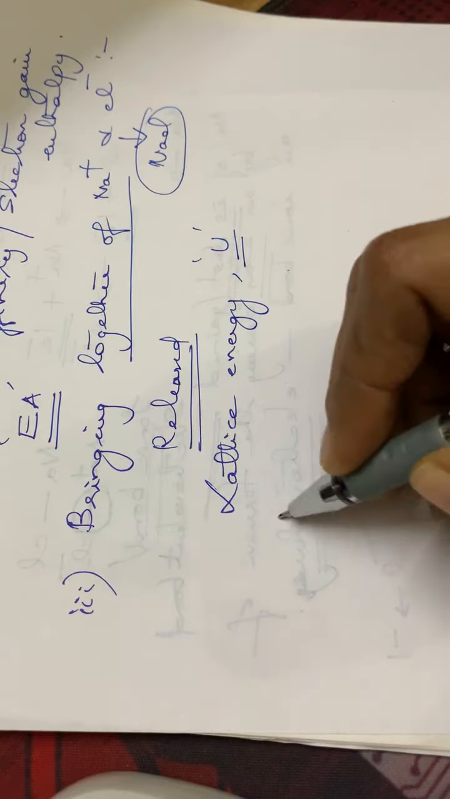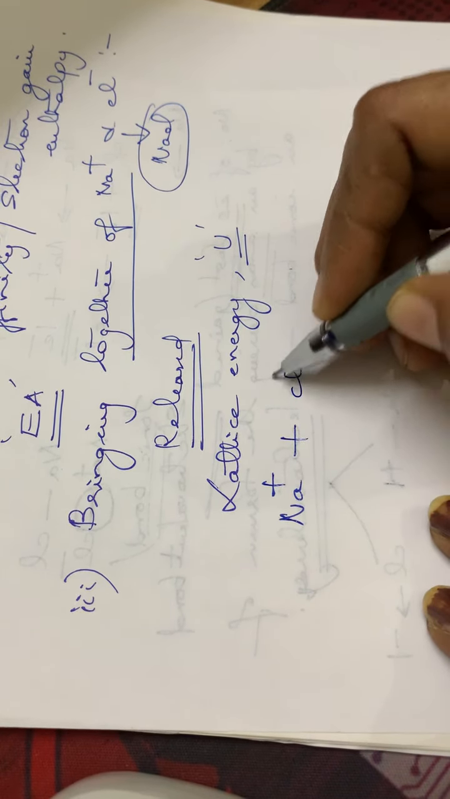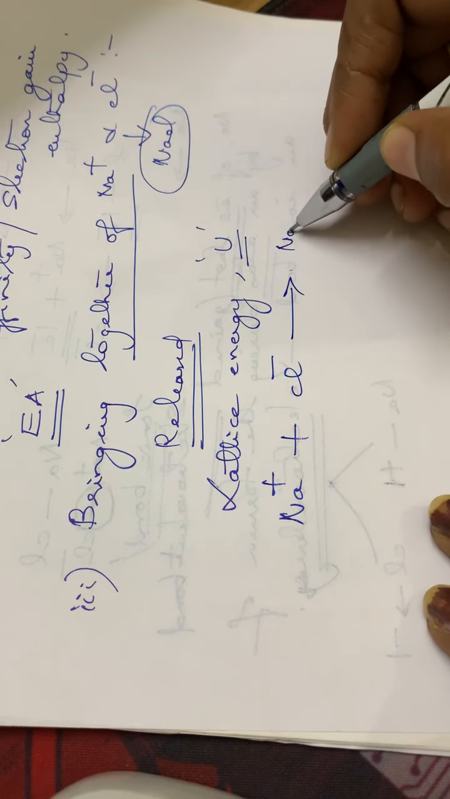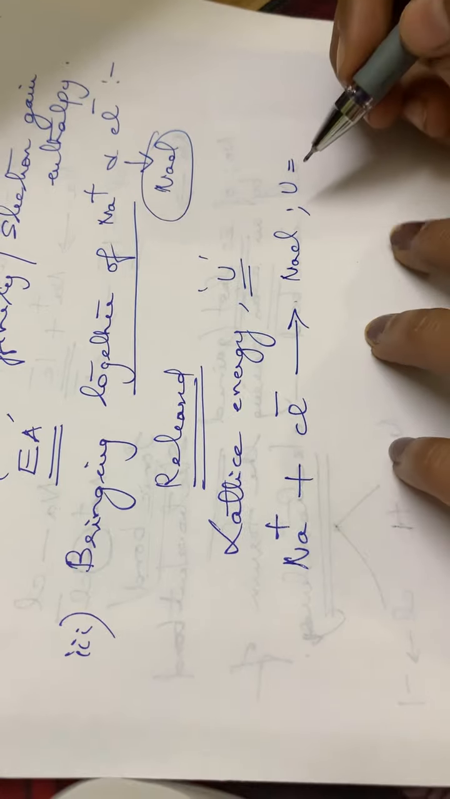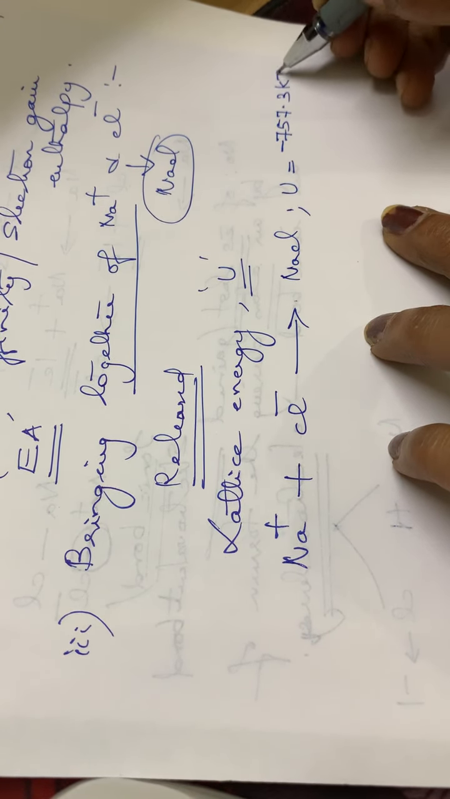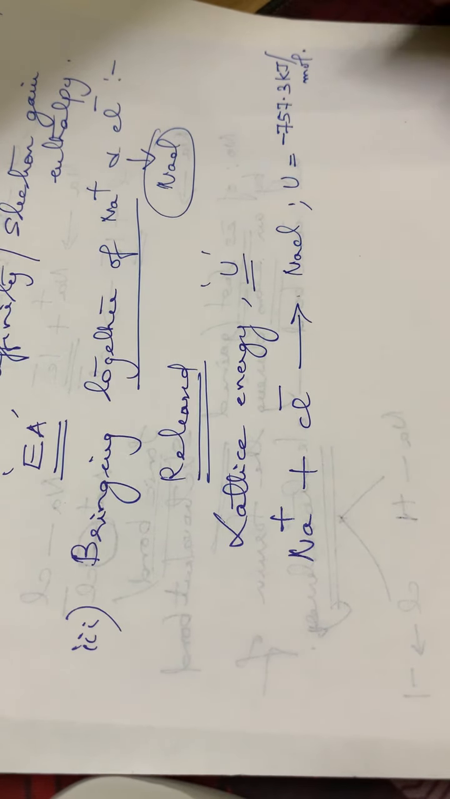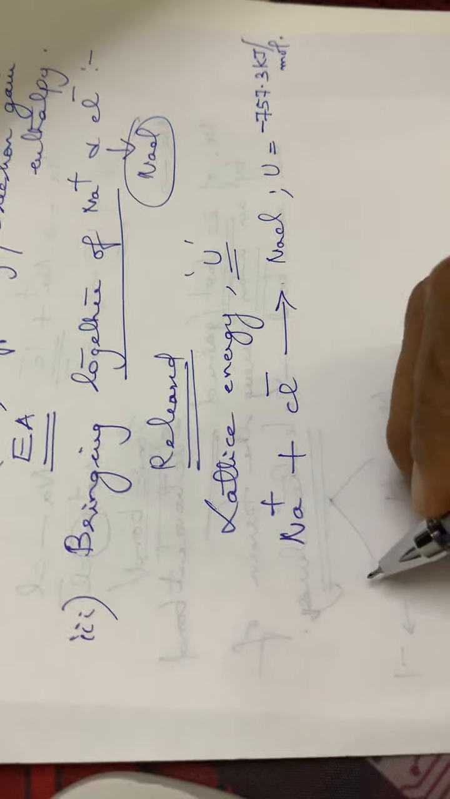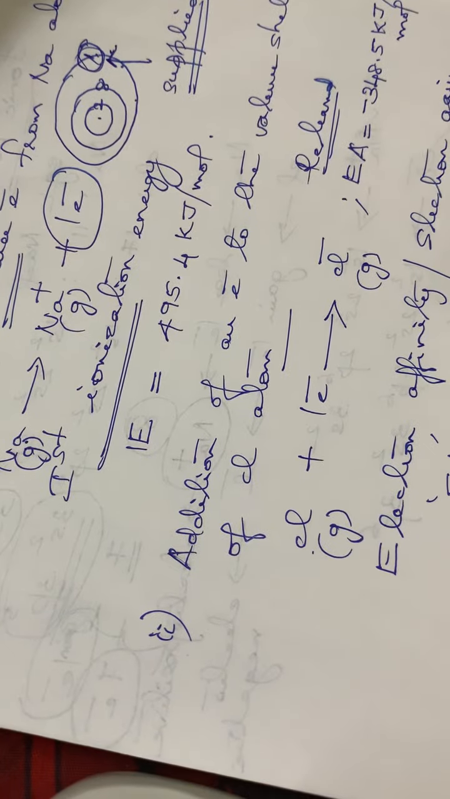See here in this process, two ions means Na plus and Cl minus will be brought together to form NaCl. So the lattice energy here, U is equal to minus 757.3 kilojoule per mole. Okay. So the lattice energy is equal to negative value. So we can write the overall change. So these are the three hypothetical stages while considering this sodium chloride formation.